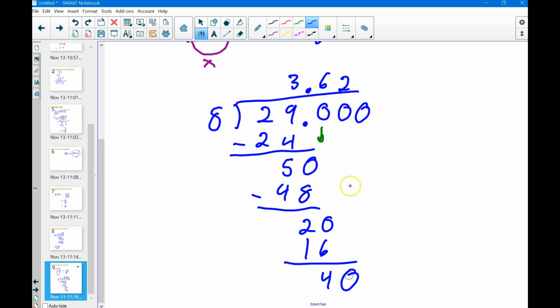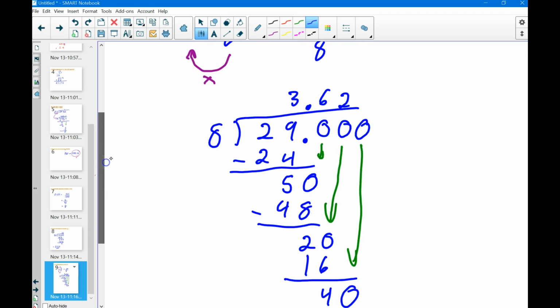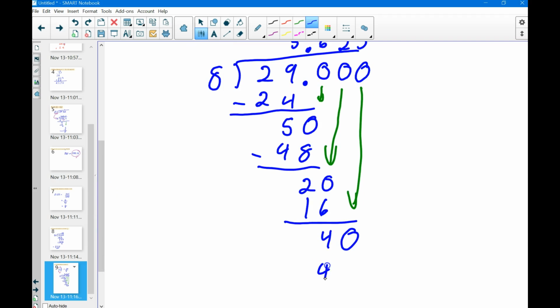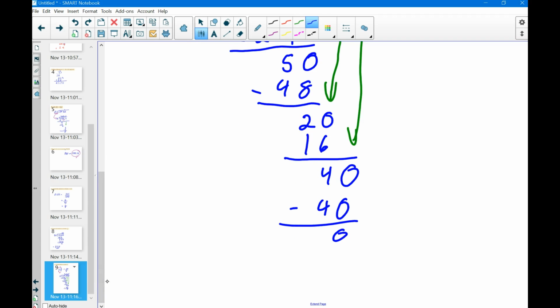And the 0 comes down. This 0, I'll just draw the line so you can see how to go. This 0 comes to here. This 0 comes straight down here. And can 8 divide into 40? Sure can. Excuse me, my voice is still not that great. 5 times 8 gives us 40. 40, subtracting, we get 0. So the answer is 3.625.